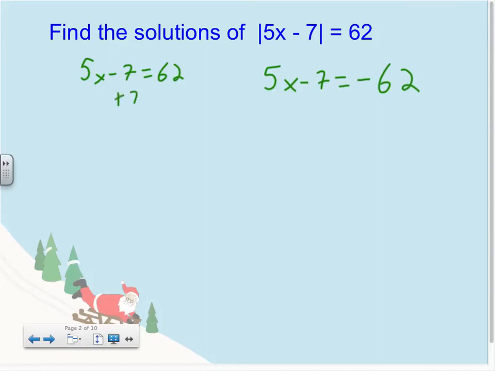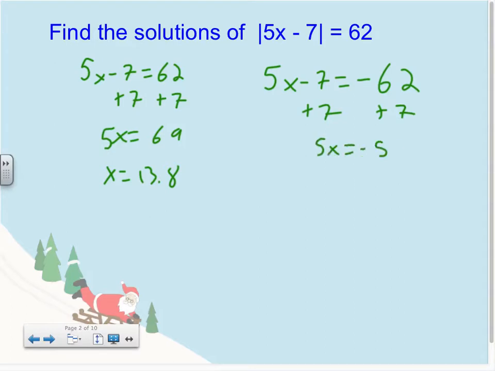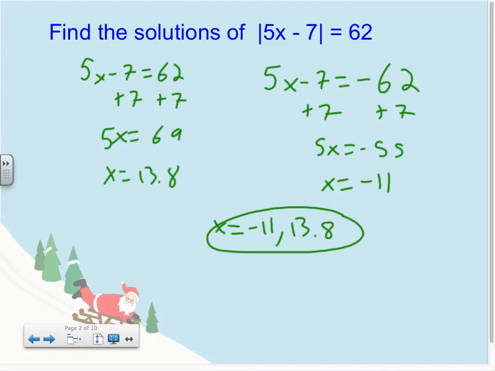So we add 7 to both sides. We get 5x equals 69. X is 13.8. Over here we solve this, and we add 7 to both sides. 5x equals negative 55. X is negative 11. And we'd say x is negative 11 and 13.8. We usually write our answers here in numerical order from least to greatest, but it doesn't really matter. It's not wrong if it's a different way. This is just the standard way of doing it.